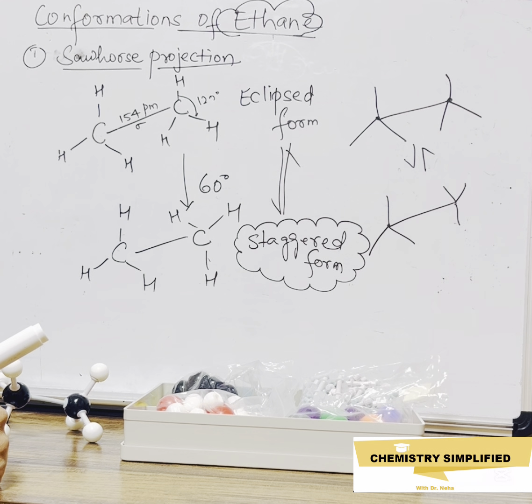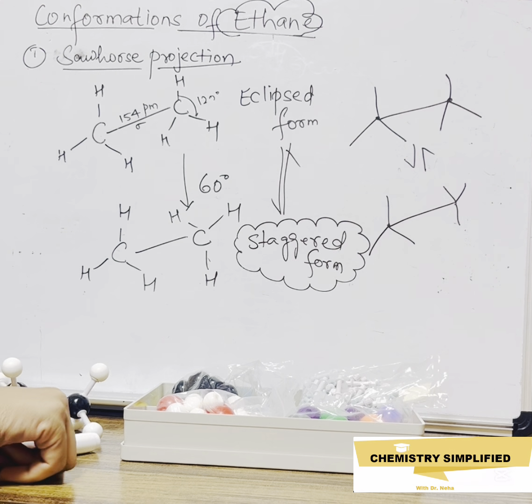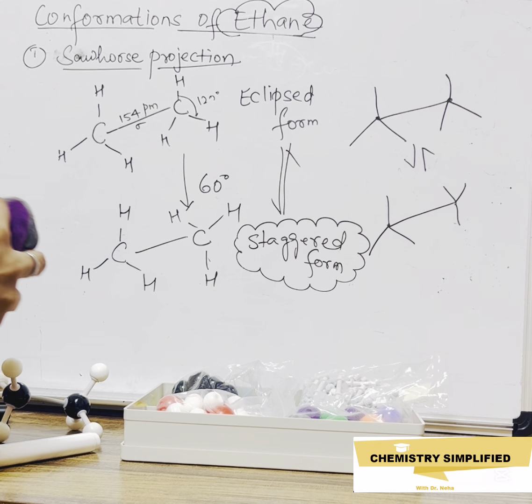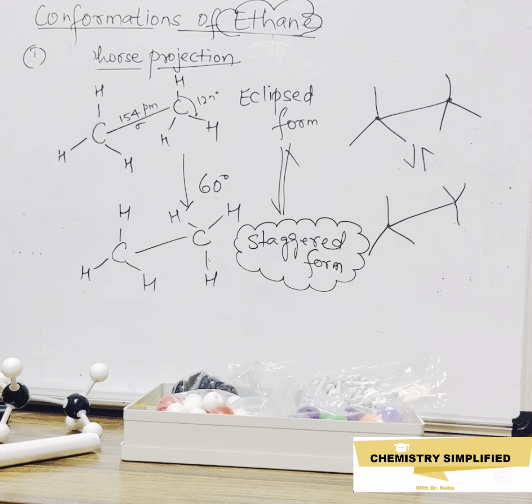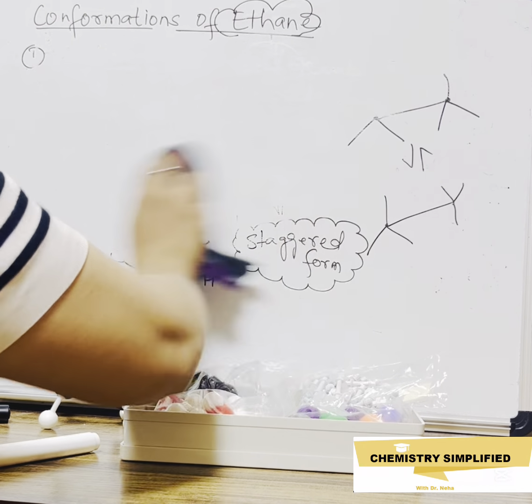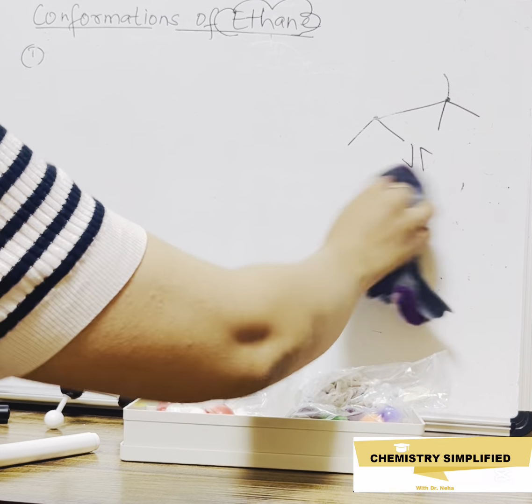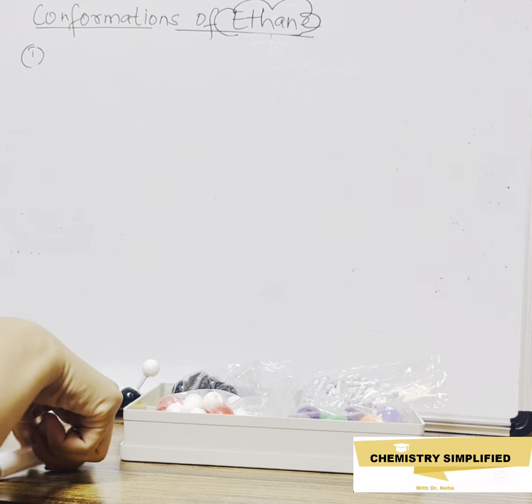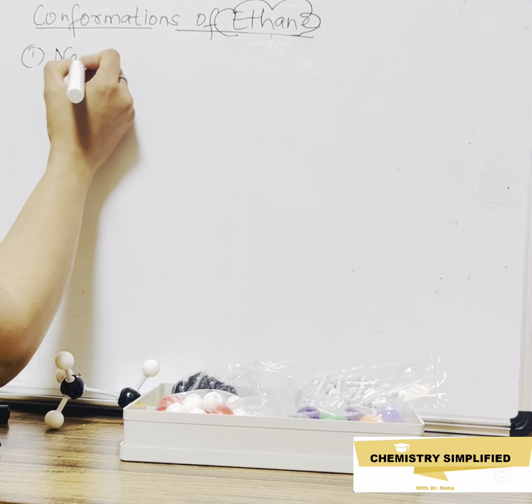Now, as I told you, we can represent conformations of ethane in two ways. This is our first way, which is known as the Sawhorse projection. And the next is Newman's projection. Have you noted it down? Can I erase it? All right. Next is Newman's projection.